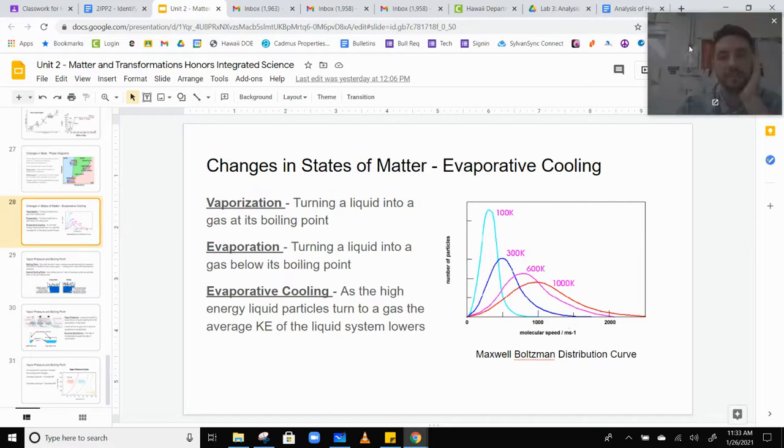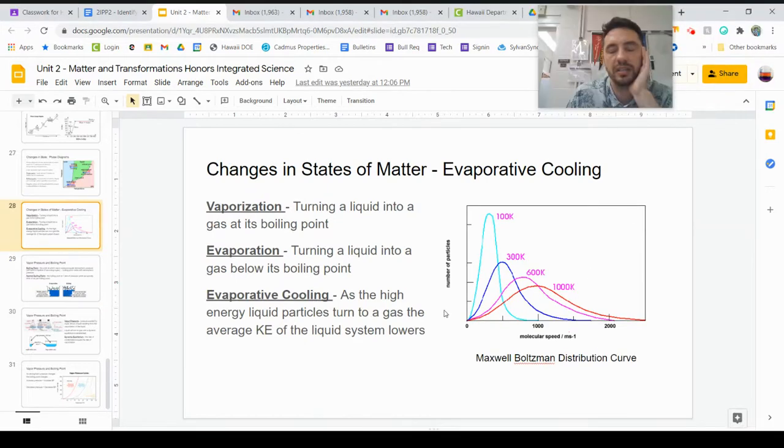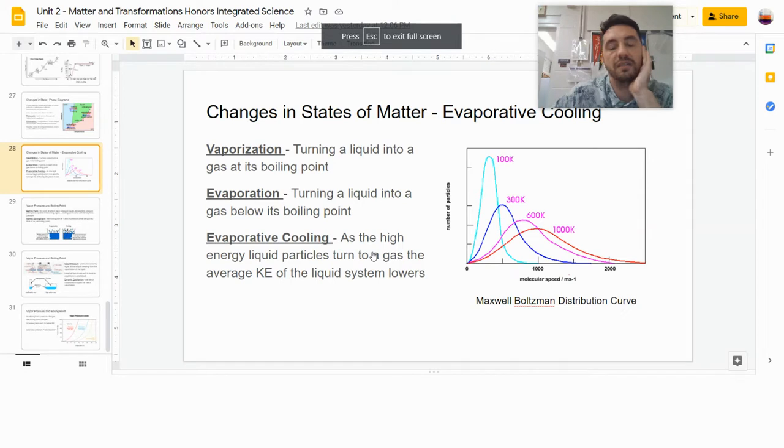The first thing is evaporative cooling. Well, really, let's talk about the difference between vaporization and evaporation. So when you hear the word evaporation, most people think of a liquid turning to a gas, and that is true. Same thing with vaporization. Vaporization is when a liquid turns into a gas. Okay? But what's the difference between the two?